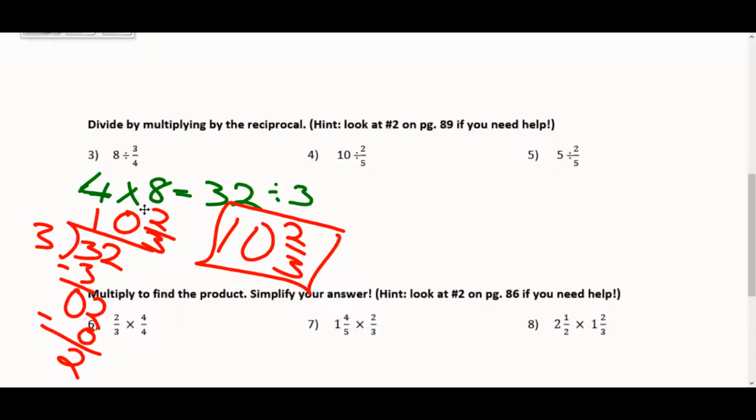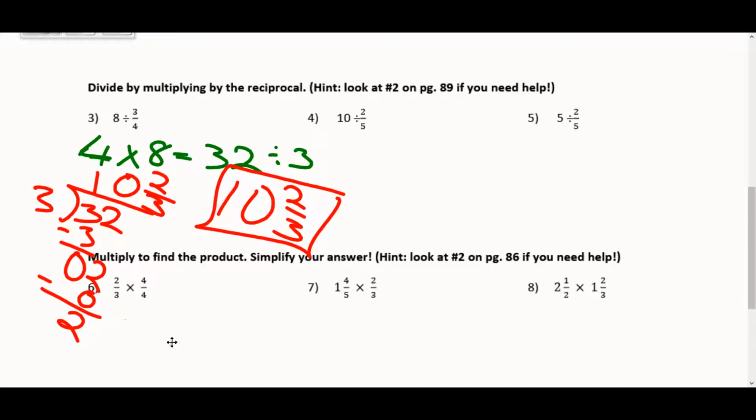All right? We could have also done this with the reciprocal. We could have also done 8 times 4 over 3. All right, but the idea again is we're going to multiply this number times this number, so 5 times 10, and then divide it by 2, and that would be our answer.